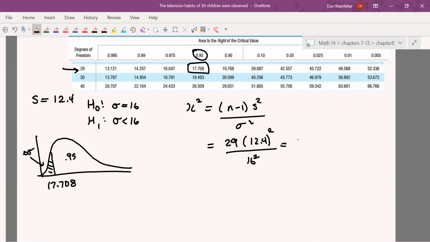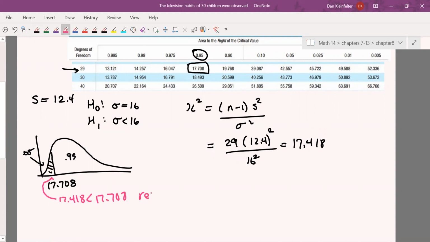Okay, 17.418. So that's pretty close, but it is less than 17.07. Okay, so then 17.418 is less than 17.708.